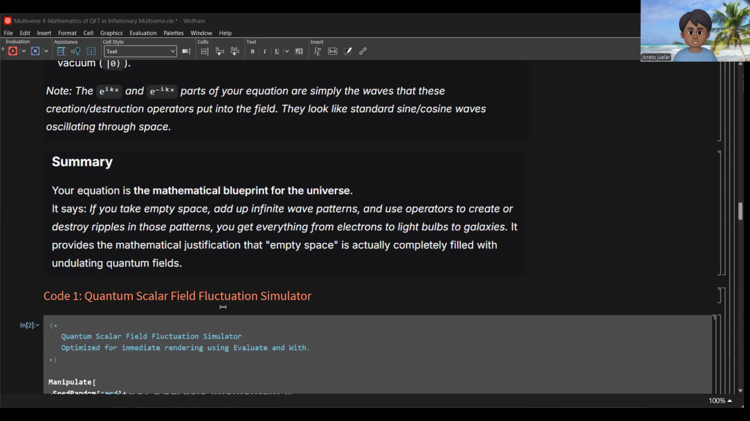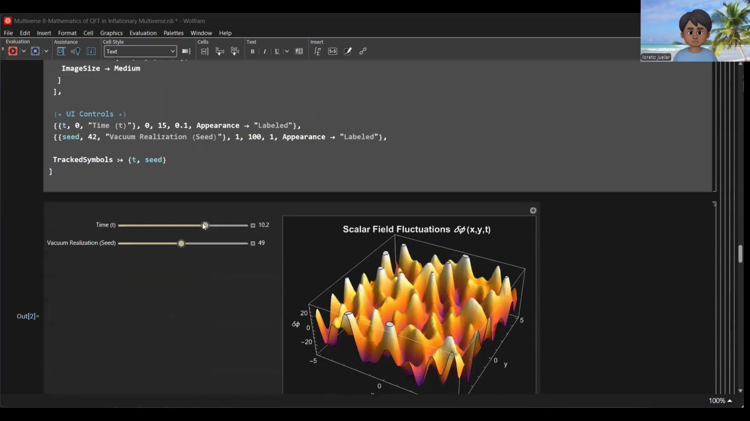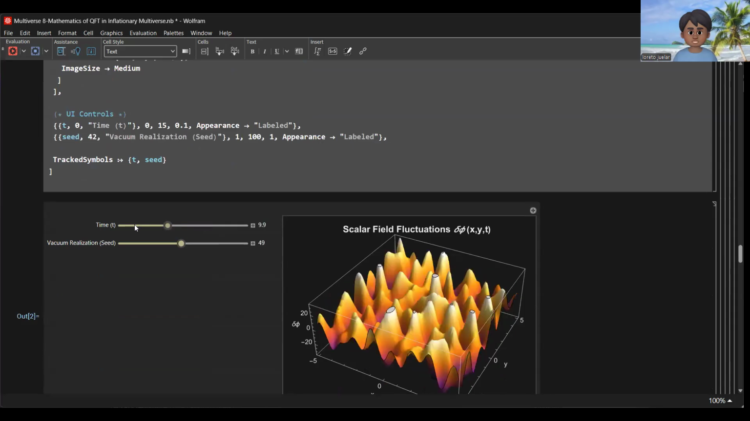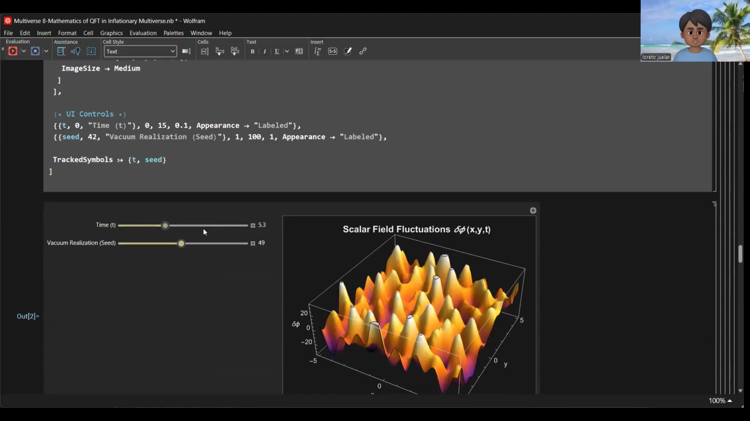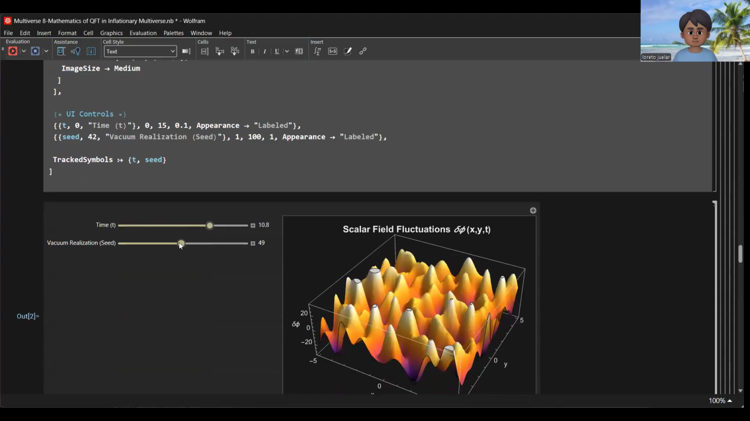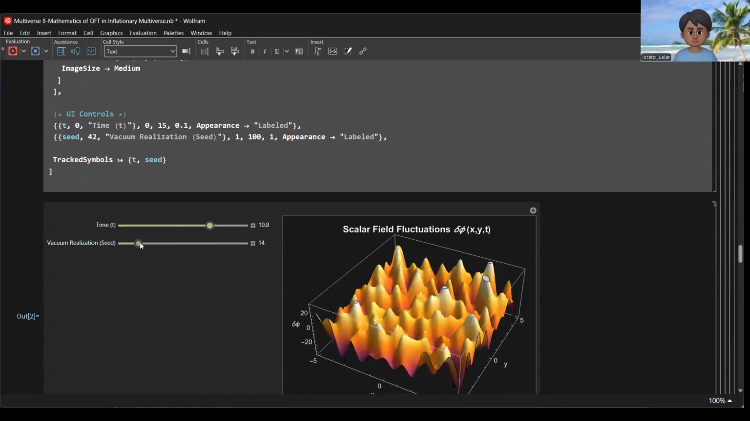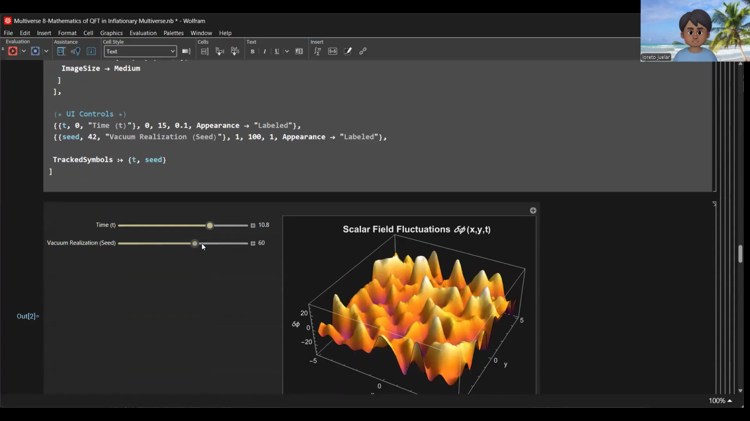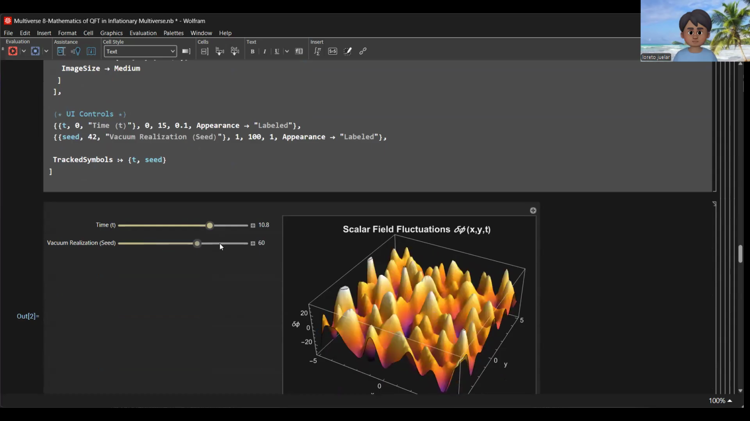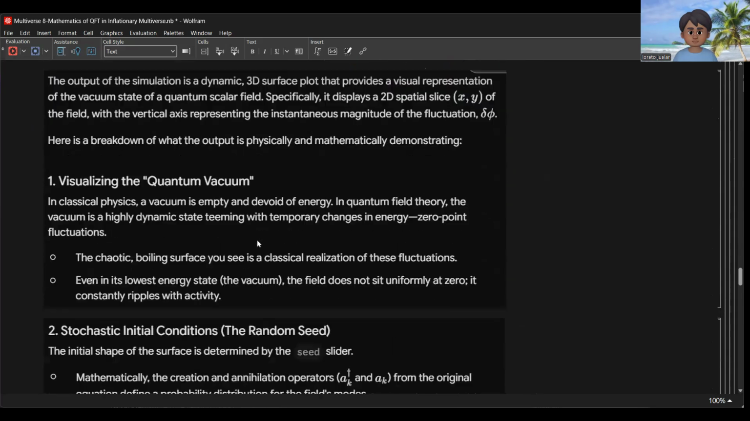So we have the quantum scalar field fluctuation simulator here. We can decrease and increase the time here. As the time increases, we see the scalar field fluctuations. We have the vacuum realization seeds here. So we have the fluctuations, the vacuum realizations, the scalar field fluctuations.